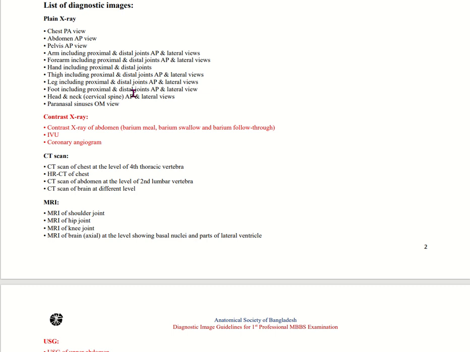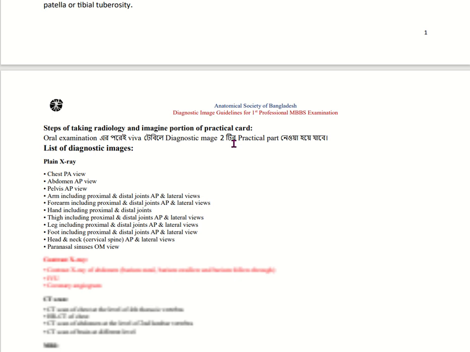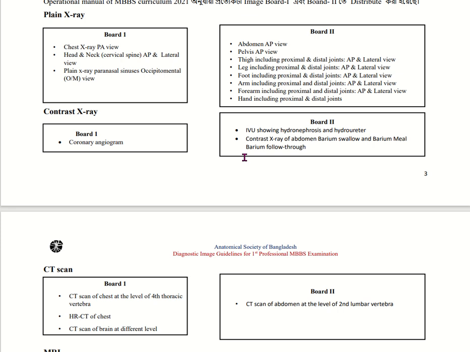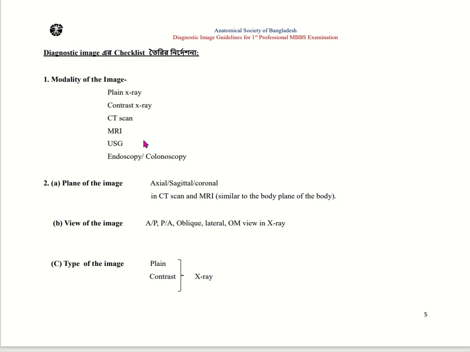In this video I discuss diagnosis images which are used in the practical portion of the first professional examination. This is the list of diagnosis images students have to understand and prepare for examination. For two pictures, 10 marks are allocated: one figure 5 marks, another figure 5 marks. These are the board-wise distribution of the diagnostic images, and in each image you have to identify the modality of the image.